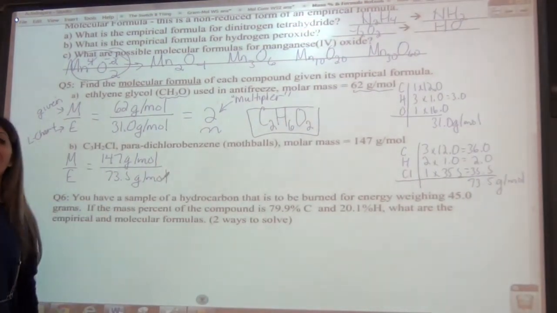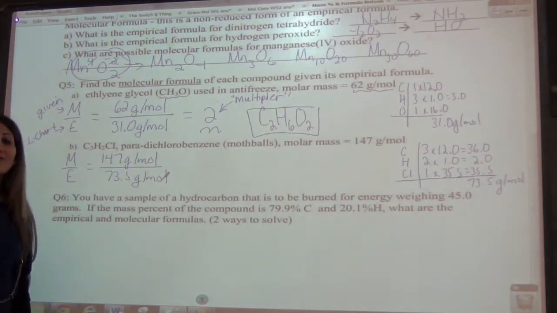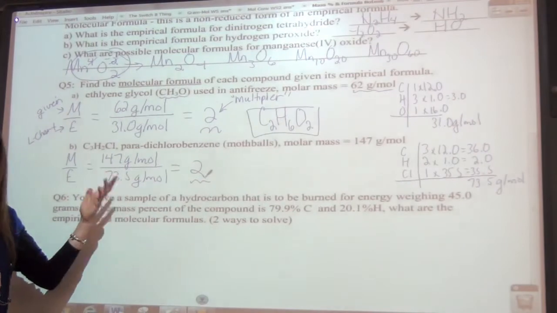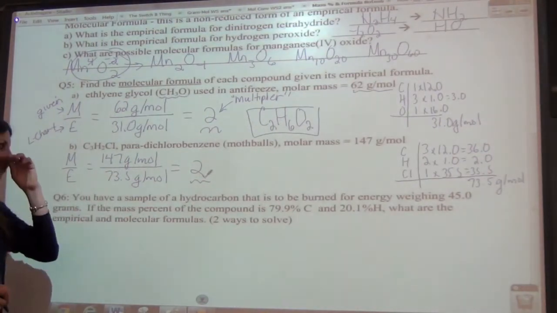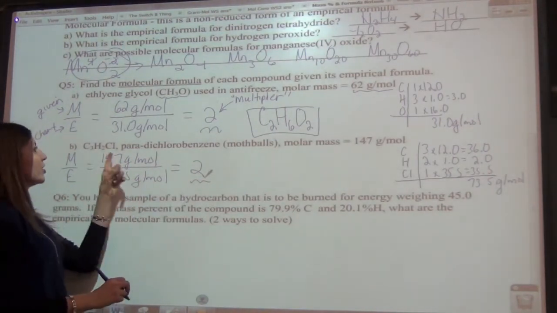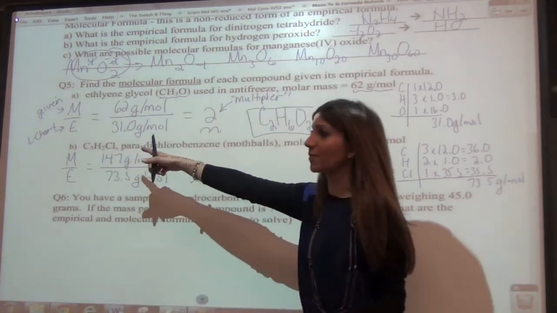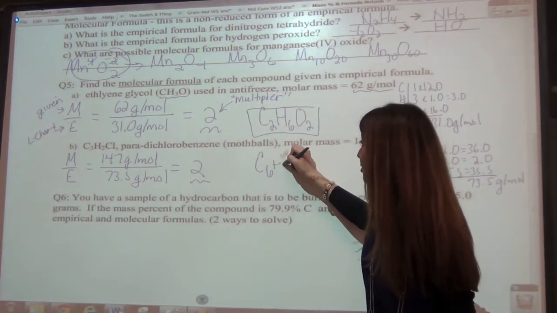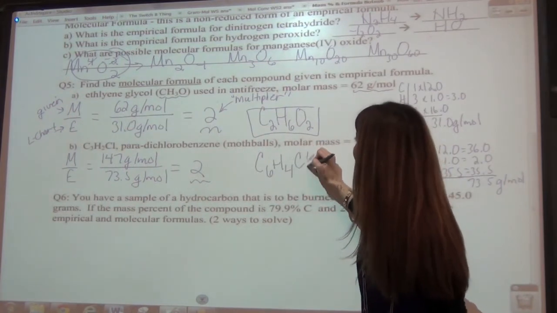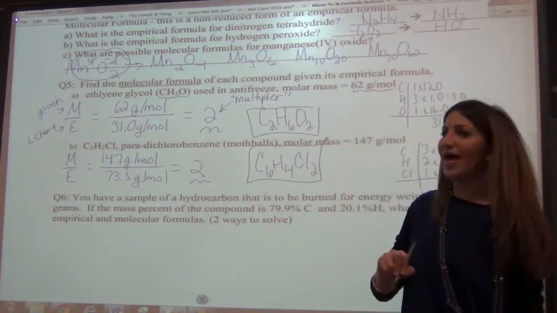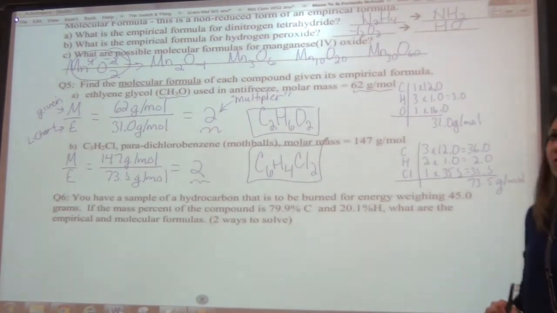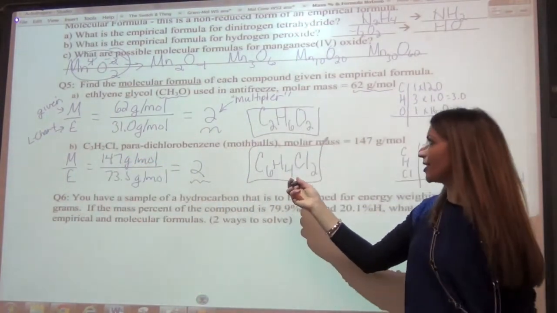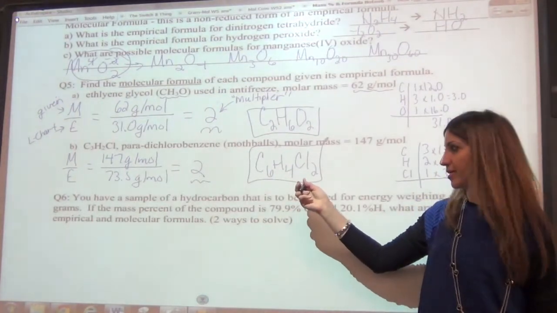And once again, if you divide this, what do you get? 2. It doesn't always equal 2, okay? It just happened to be that these 2 examples that I did were 2. So now, when you do your molecular formula, what would it be? C6H4Cl2. So that's your molecular formula for paradichlorobenzene, okay? So the empirical would have been that. The molecular, which is the actual one, is this.